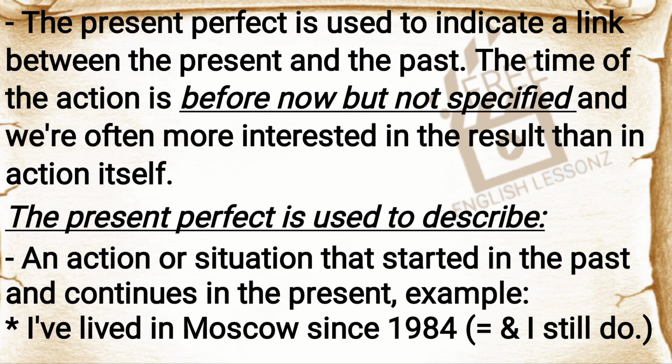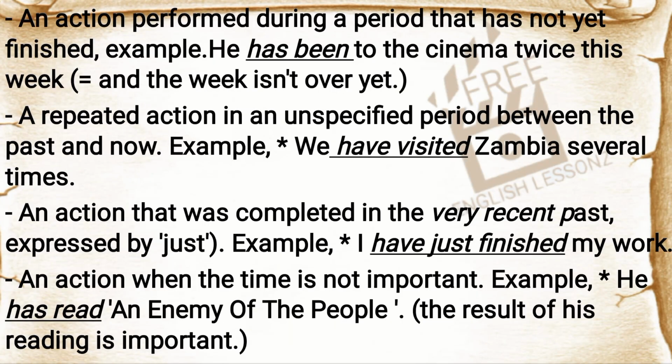The present perfect is used to describe an action or situation that started in the past and continues in the present. Example: I have lived in Moscow since 1984, equals and I still do. An action performed during a period that has not yet finished. Example: he has been to the cinema twice this week, equals and the week isn't over yet. A repeated action in an unspecified period between the past and now. Example: we have visited Zambia several times.